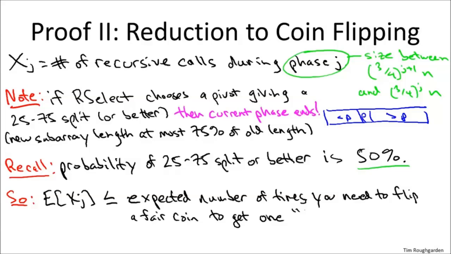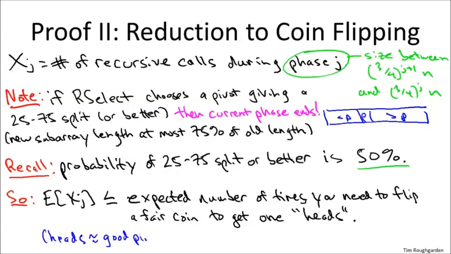If you get a head the first time, it's 1. If you get a tails, then a head, then it's 2. If it's tails, tails, heads, it's 3, and so on. And you always stop when you get that first head. So what's the correspondence? Well, think of heads as being you're in phase j, and if you get a good pivot that gives you a 25-75 split, call that heads, and it guarantees that you exit this phase j, just like it guarantees that you get to terminate the coin flipping experiment.